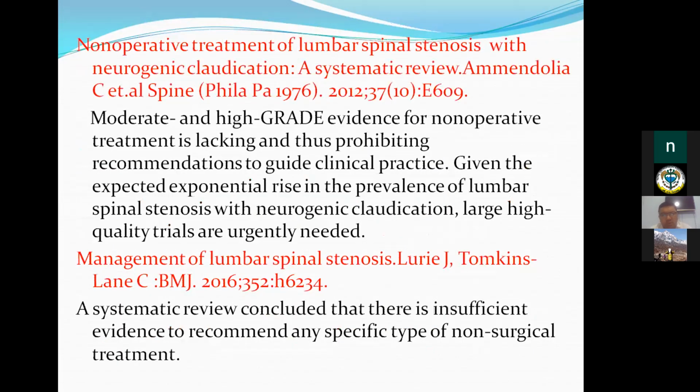There is no moderate or high grade evidence for non-operative treatment. The systematic review articles also conclude that there is insufficient evidence to recommend any specific type of non-surgical treatment. So the symptomatic relief in a stenosis patient is by default.